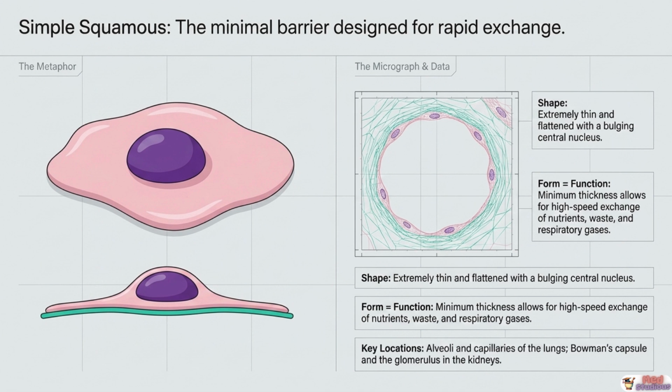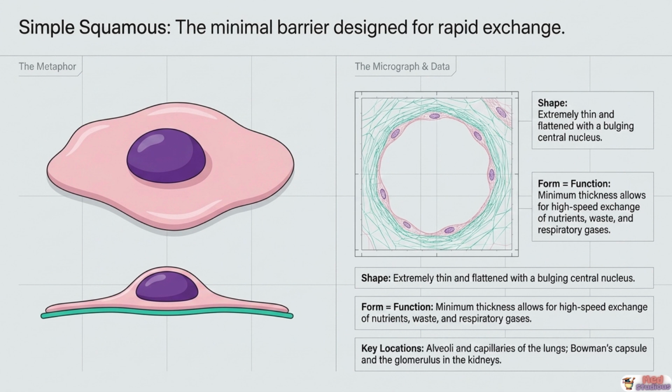Why so thin? Because simple squamous epithelium is the body's high-speed exchange surface. Its minimal thickness means that molecules, oxygen, carbon dioxide, nutrients, waste products, can cross from one side to the other almost instantaneously by simple diffusion. There is no metabolically expensive active transport machinery needed here. The thinness of the cell is the function.